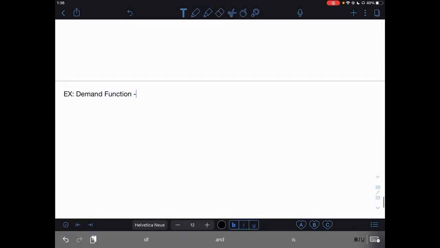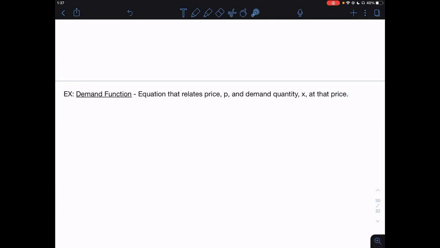The demand function is an equation that relates the price of an item and the quantity demanded for that item. You notice here, it's an equation that relates price, denoted as P, and demand quantity, which we'll denote as X, at that price point. So the demand function represents how much of a certain item we'll be able to sell, the demand for that item, at a certain price P.